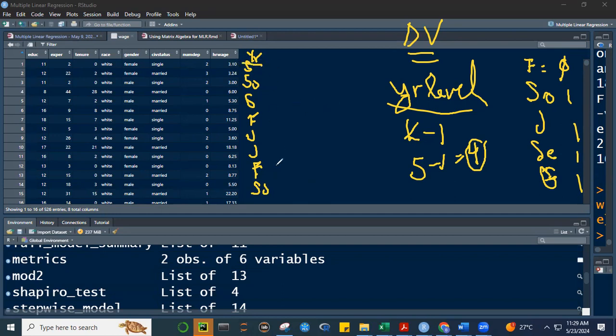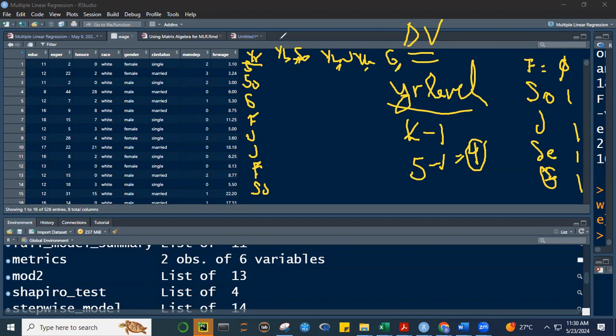And we said this will be converted into 4 dummy variables. So what will it be? You'll have, for example, year level sophomore, year level junior, year level senior, and year level graduating. So 4 variables will be introduced. 1, 2, 3, including graduating.